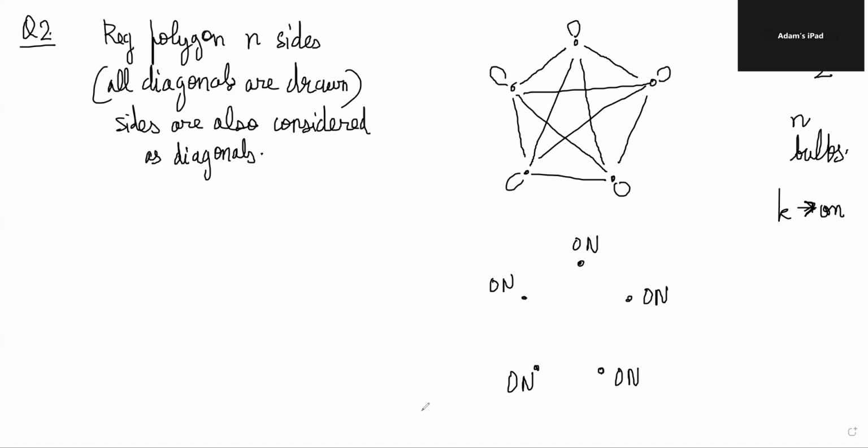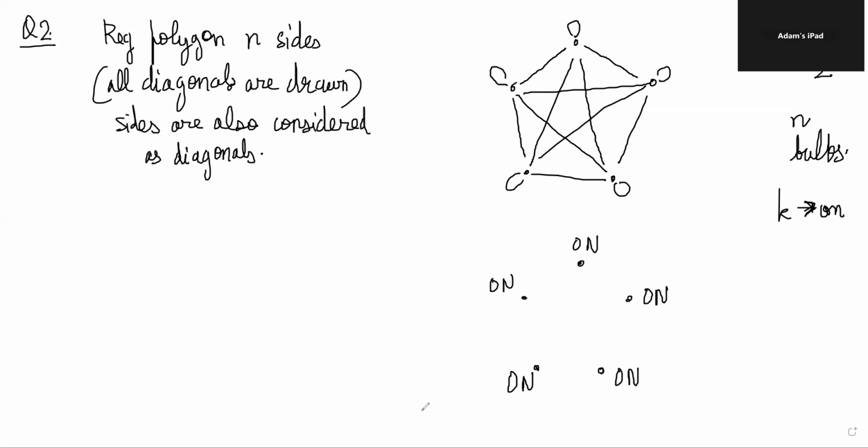So now let's think about it. We know there are NC2 number of edges, which means diagonals plus sides, right? So our goal is to start with K bulbs on and end with N bulbs on, right? Okay, fine. So let's think about it. Each time an edge is erased, exactly one bulb will change its state, right?